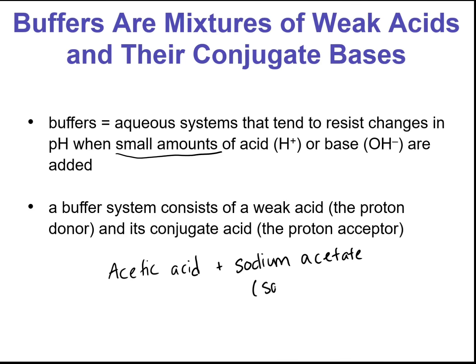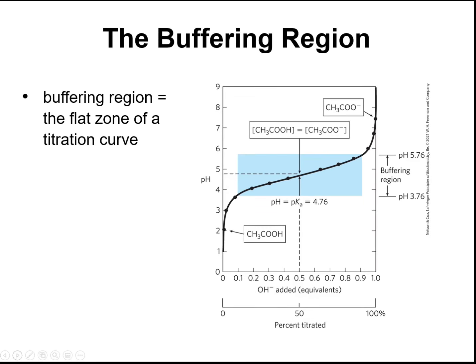It's pretty much the salt of the conjugate base. So if you find a salt that has that conjugate base as a part of it, you dissolve that in water, there you go. Now back to this buffering region. It's the flat part of a titration curve. It's not exactly flat, but it's the most flat. And the reason is, look at where we start here. So this buffering region, we'll bring that down.